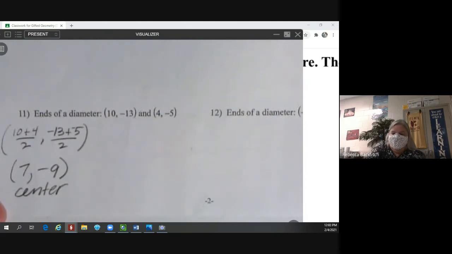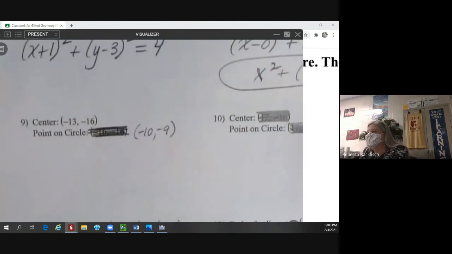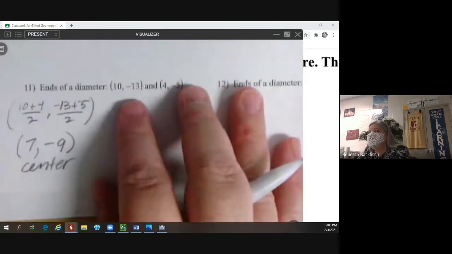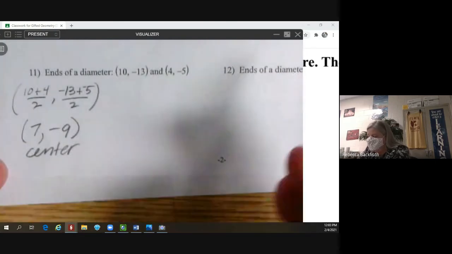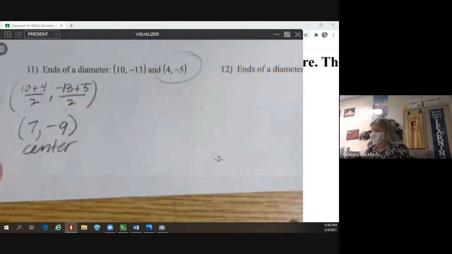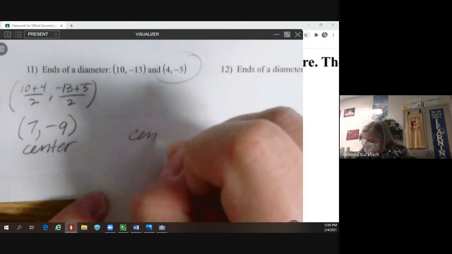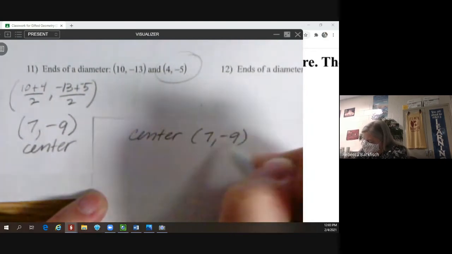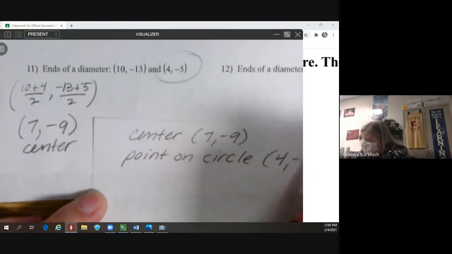Questions about that? Okay, now that I have the center and I know a couple of points that are on my circle, it's just like the problems we just did. I'm going to write the equation given the center and given a point on the circle. I actually have two points on the circle, so I could choose either one of those. I'm going to choose this one, smaller numbers. So it's like I'm being asked to write the equation for the circle that has center (7, -9) and a point on the circle (4, -5). It does not matter which point you choose because they're both on the circle.